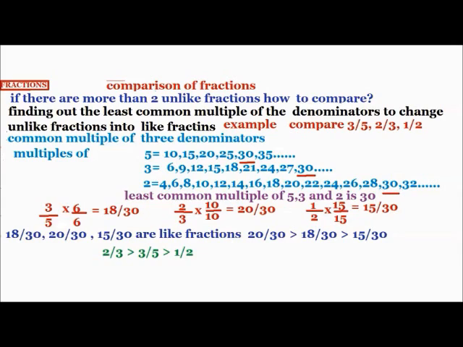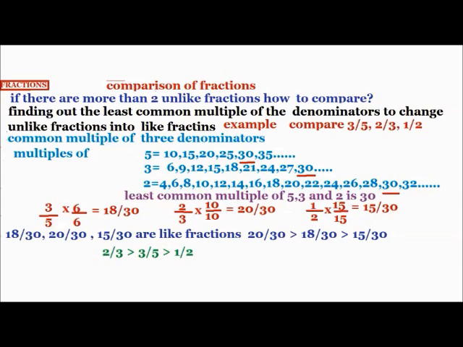3/5. Now change all the denominators to 30. So 3/5 should be multiplied by 6/6, that is equal to 18/30, and 2/3 multiplied by 10/10, that is equal to 20/30, and 1/2 is to be multiplied by 15/15, that is equal to 15/30. So these are now like fractions.